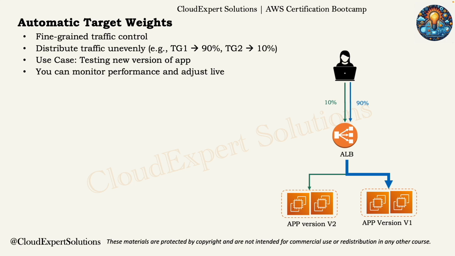You can also monitor the performance, and now if you are seeing your new version, or version 2, is working as expected, you can gradually switch the traffic from 10% to 20% and so on, and this is called blue-green deployment, or you can use this technique for A/B testing.